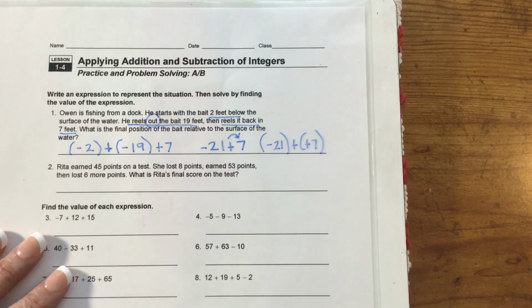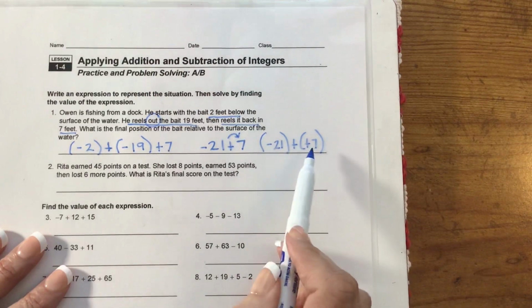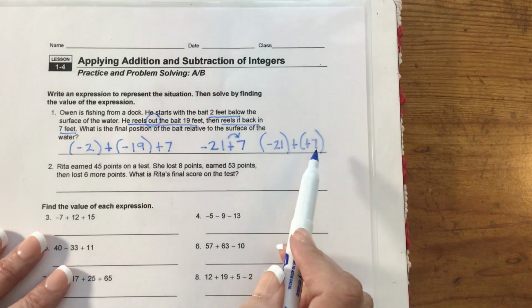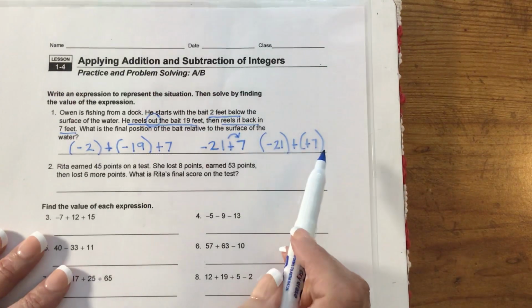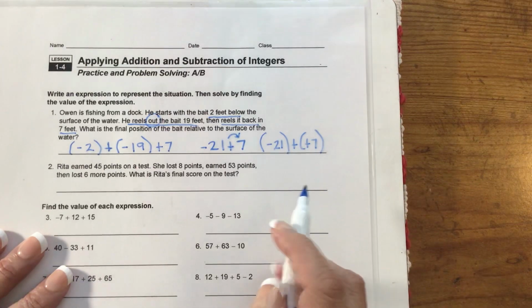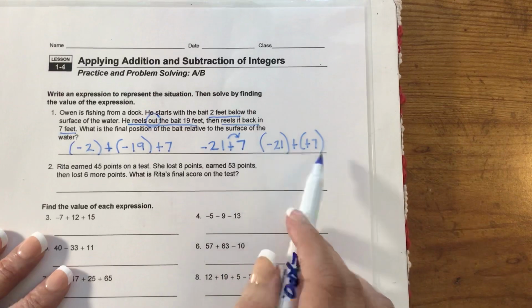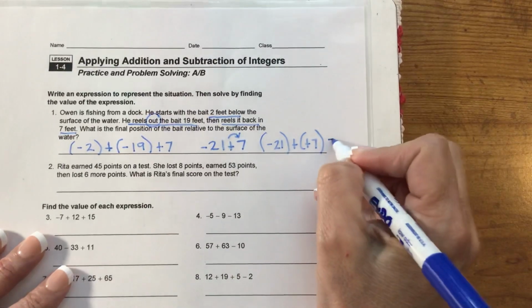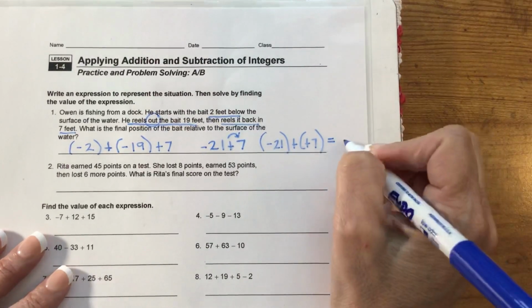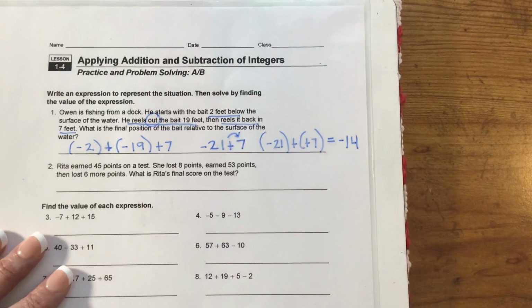Okay, both of these signs are different. So what you need to do is subtract and take the sign of the larger digit. So negative 21 plus a positive 7, you're really subtracting. You're going to end up with a negative 14. Take the sign of the larger digit.